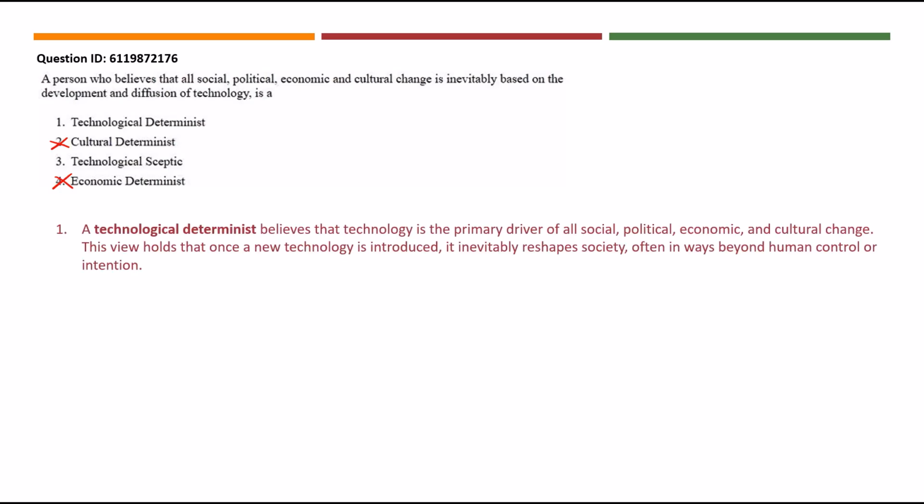So let's learn about it. A technological determinist believes that technology is the primary driver of all social, political, economical and cultural change. This view holds that once a new technology is introduced, it inevitably reshapes society, often in ways beyond human control or intention. So this is matching with the statement given in the question.